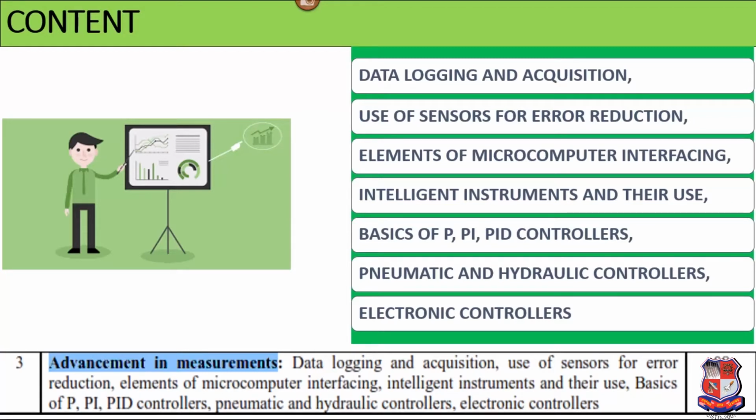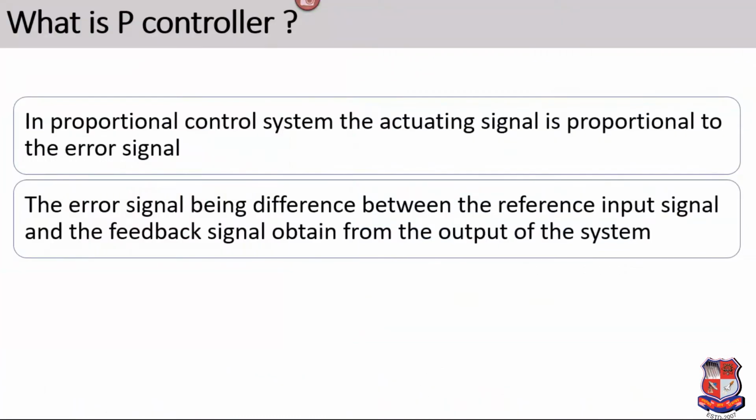So basically we start this lecture from the P controller. What is the P controller? It's defined that in a proportional control system, the actuating signal is proportional to the error signal. This is my definition for the P controller. Fundamentally, what will happen in this controller is that it is one of the components which controls the process.